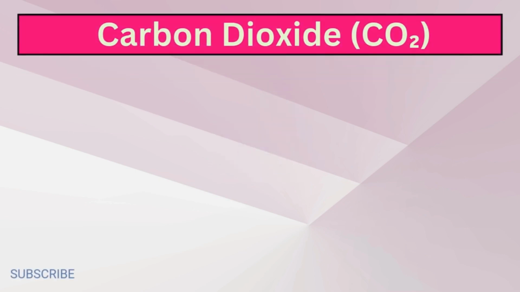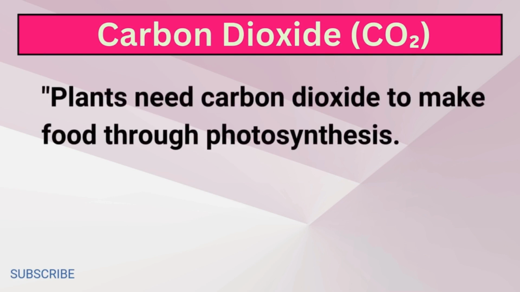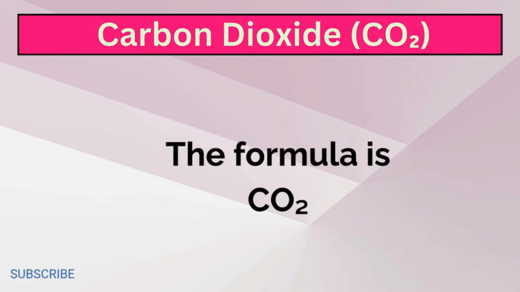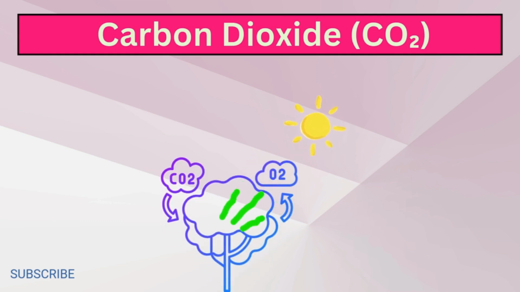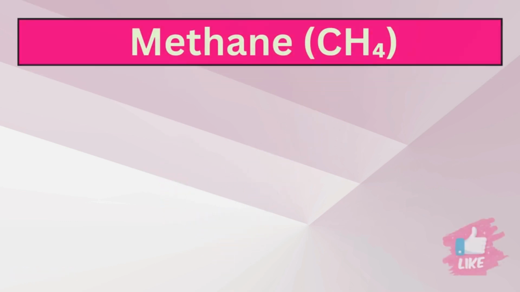And now carbon dioxide, CO2. We know that plants need carbon dioxide to make food through photosynthesis. The formula for carbon dioxide is CO2. It tells us that each molecule of carbon dioxide contains 1 carbon atom and 2 oxygen atoms.